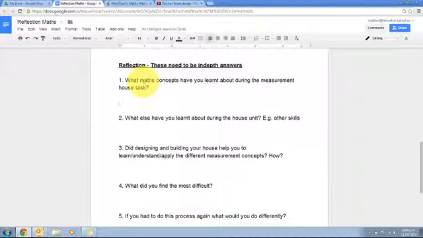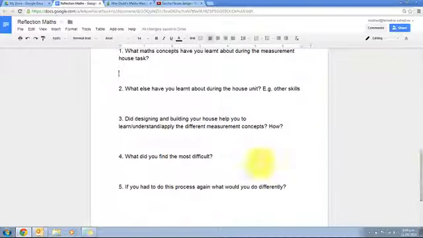E.g., you learnt about perimeter is one. That's what I mean by maths concept. And so I want you to write down all the different maths you used during the measurement task. Question 2, what else have you learnt about during the house unit? Because you learnt about more than just maths. You were using a lot of other skills. So I want you to write there what other skills you learnt.